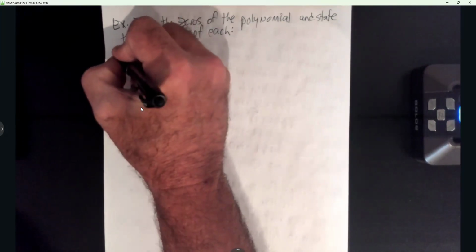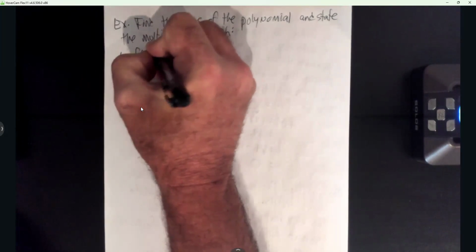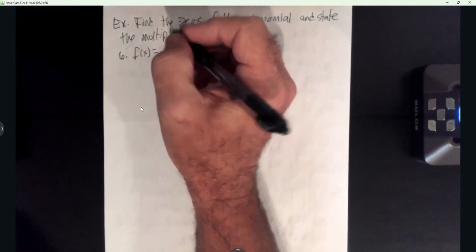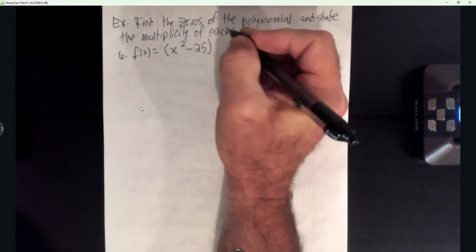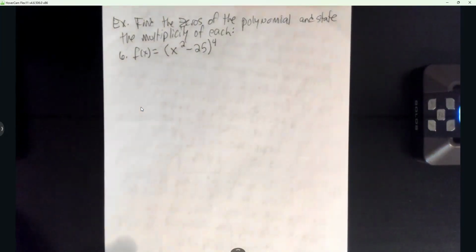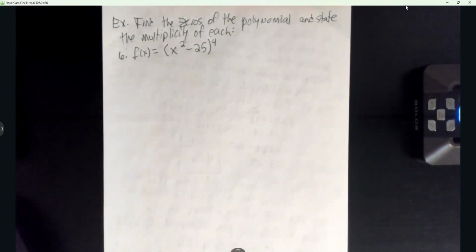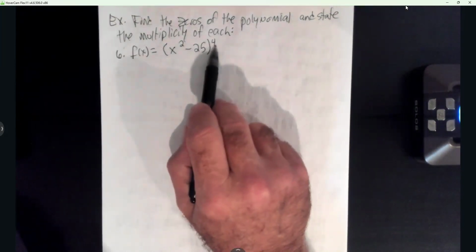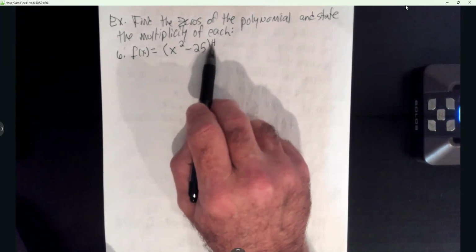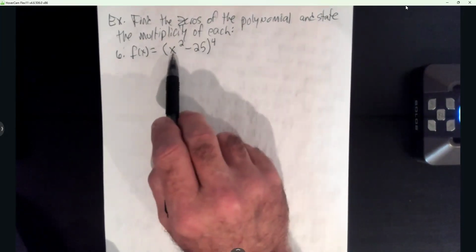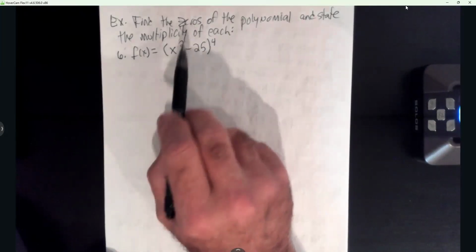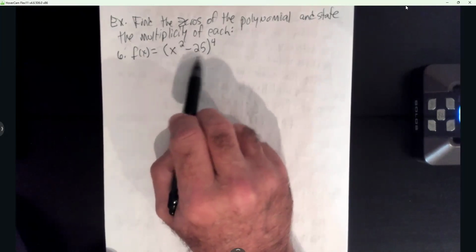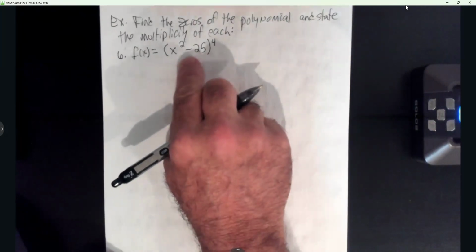So for this one, I got f of x equals x squared minus 25 to the fourth. Now we'll say this, I know what the multiplicity will be. The multiplicity is going to be that 4 because it's outside the parentheses. Now what we got to do is take what's inside the parentheses because we got to find the zeros. So to find the zeros, we take each of the factors and set them equal to 0. Okay? So let's find the 0 first.